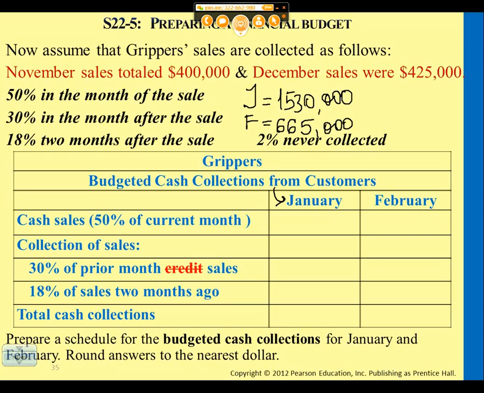Let's start with the January. So cash sales 50% of current month. We know that it's 1,530,000. So what we need to do is divide by 2, right? So we'll take January number, divide by 2, and that's going to be your cash sales. Then we need to calculate collections of sales. That's going to be 30% of prior month, right? And then 18% of sales 2 months ago. So give me your total cash collections number.